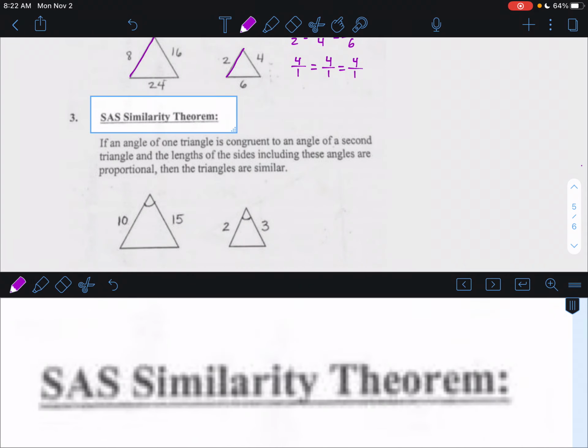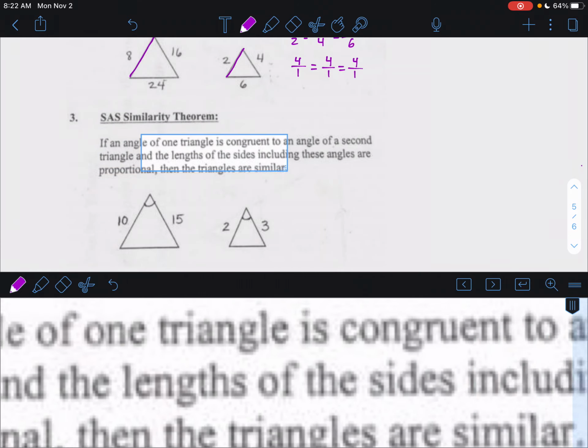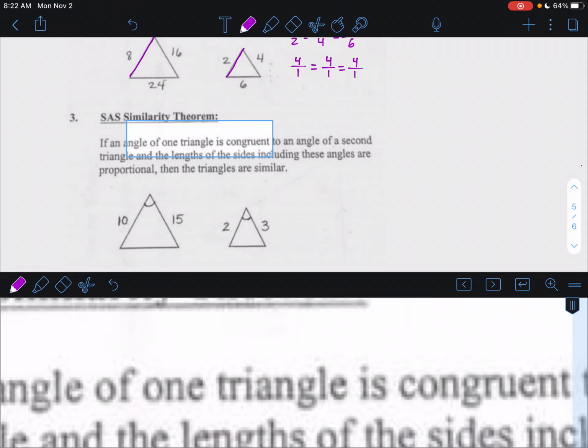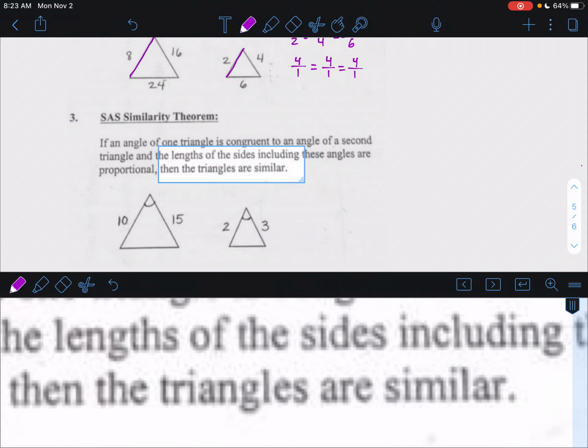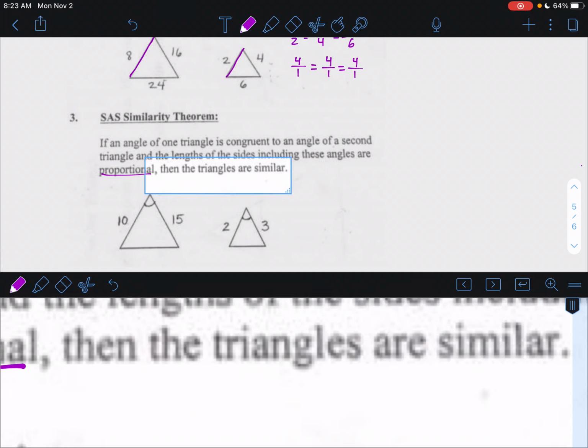All right, next I have SAS, which is the third similarity theorem. Well, the SAS and SSS are theorems. AA is a postulate. So let's see. If an angle of one triangle is congruent to an angle of a second triangle, so the angle is going to be congruent, and the lengths of the sides including those angles are proportional, then the triangles are similar.